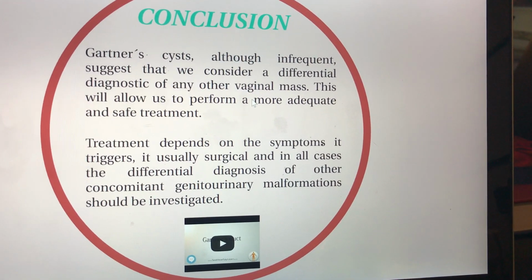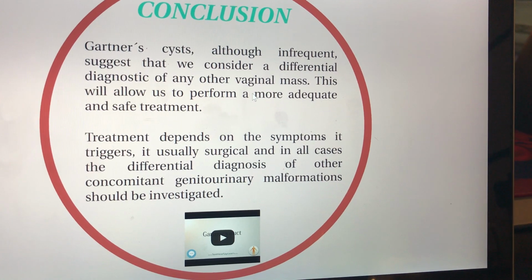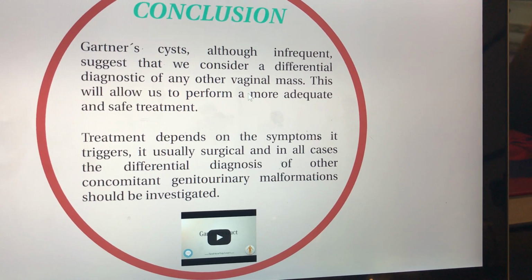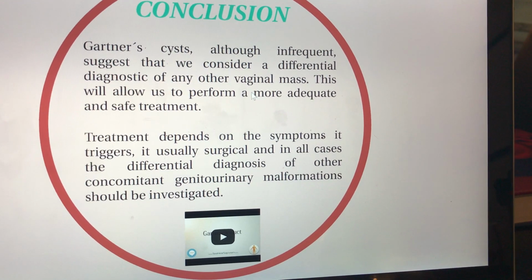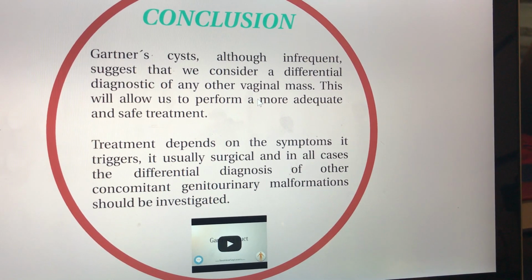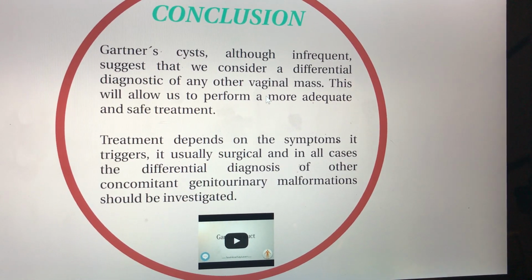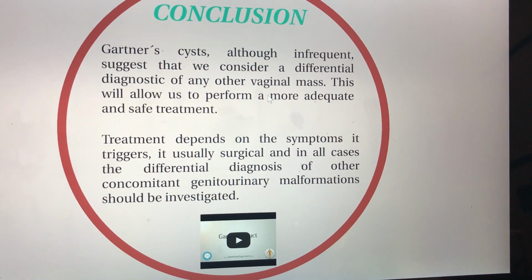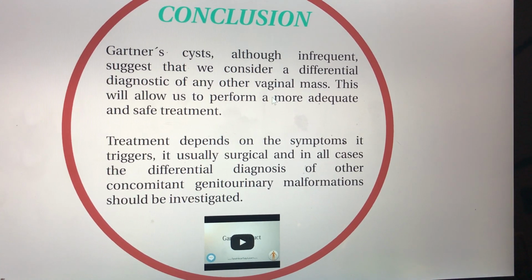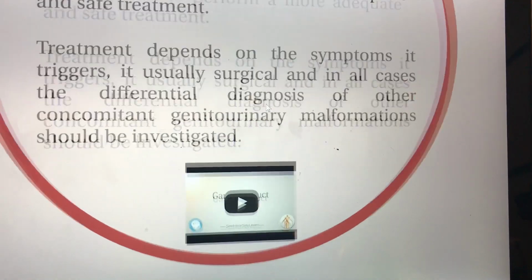Conclusion. Gartner cysts, although infrequent, suggest that we consider a differential diagnosis of any other vaginal mass. This will allow us to perform a more adequate and safe treatment. Treatment depends on the symptoms it triggers. It is usually surgical, and in all cases the differential diagnosis of other concomitant genitourinary malformations should be investigated.